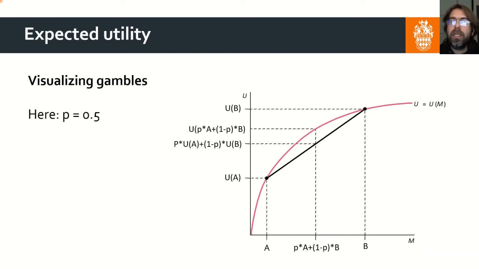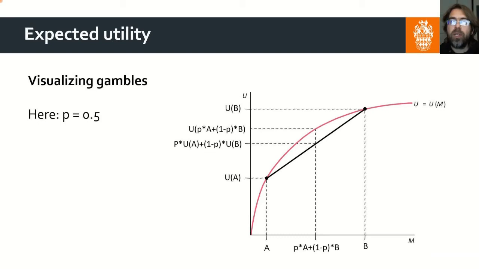So once again, if this is a concave function, the line will always lie below the function, and therefore the utility of a gamble of A and B will always be below getting the combination of A and B directly. Now obviously, where exactly on the line you are depends on what the probabilities P and 1 minus P are.